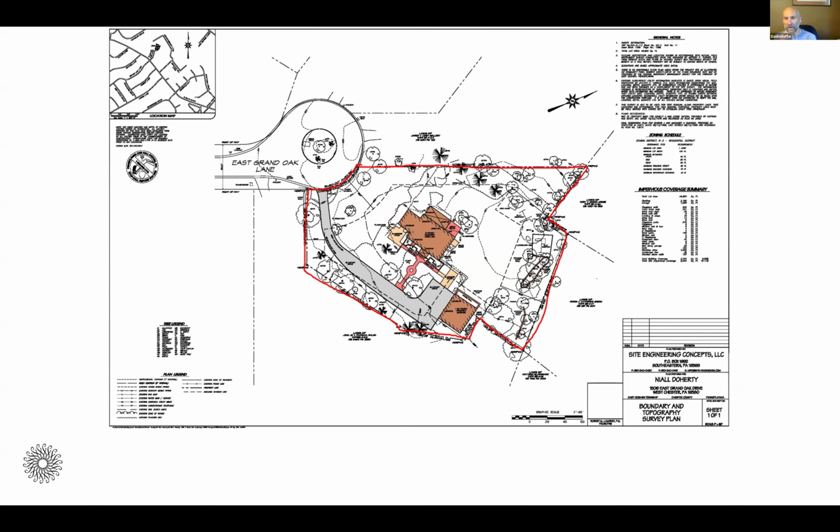As well as the visible improvements: buildings, patios, driveways, other dependencies, even things like swing sets or raised planting beds. We'll even document all the existing trees, where they are and what size they are. And all this information may be important depending on the kind of project that you have.